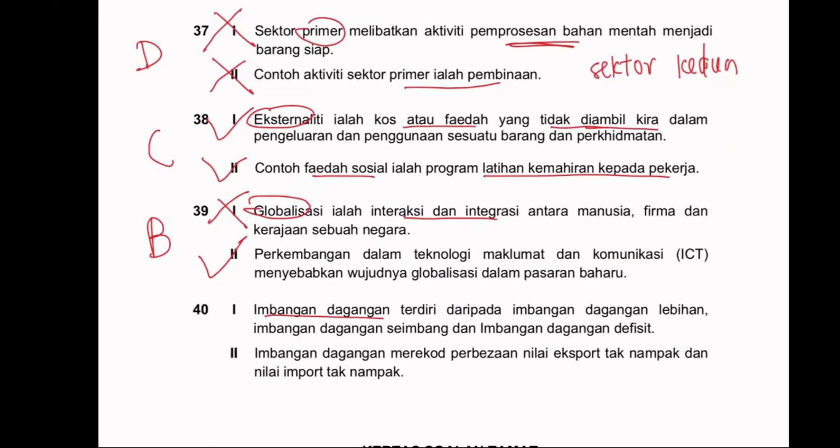Imbangan dagangan terdiri daripada lebihan, seimbang dan defisit. Correct or not? Yes. Imbangan dagangan merekod perbezaan nilai tak nampak dan nilai import tak nampak. No. It's both. Not. It's perdagangan. Perdagangan is nampak. Nampak, not tak nampak. Okay? And tak nampak should be imbangan perkhidmatan. So your answer is A.